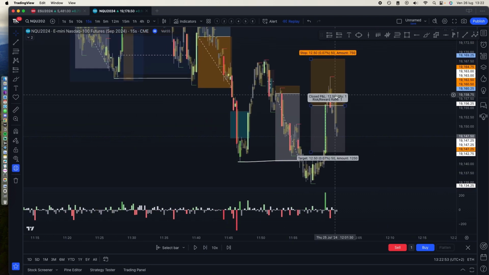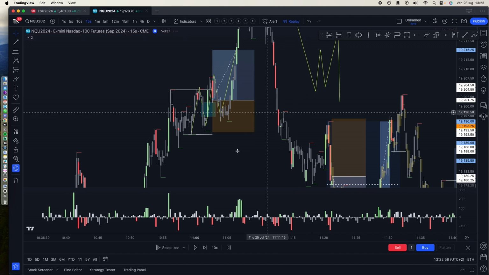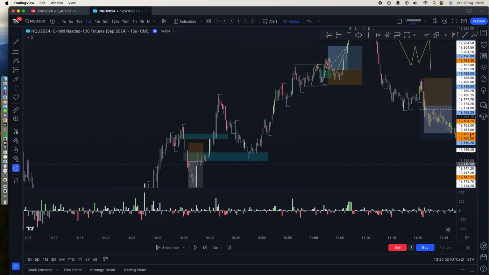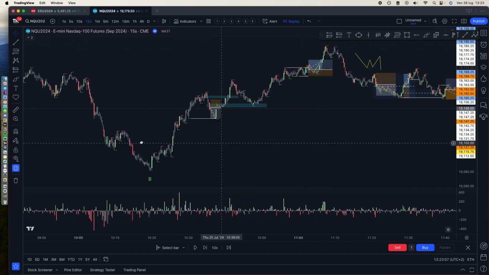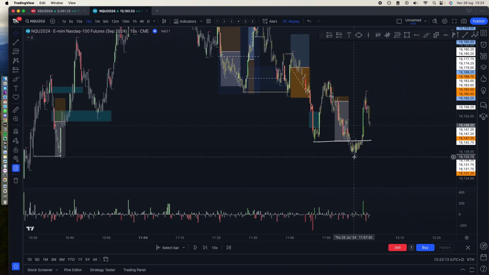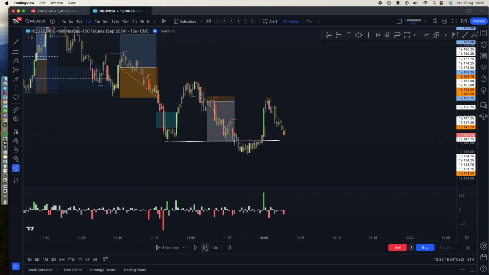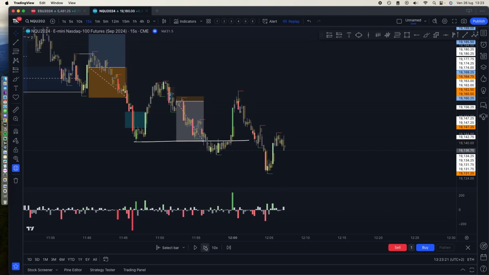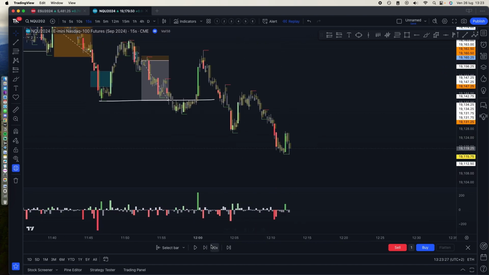So we have 1, 2, 3, 4, 5. We have 5 TPs and 1 stop loss in just 2-3 hours. Okay, London session. Let's move ahead.